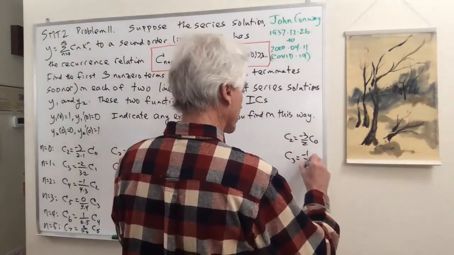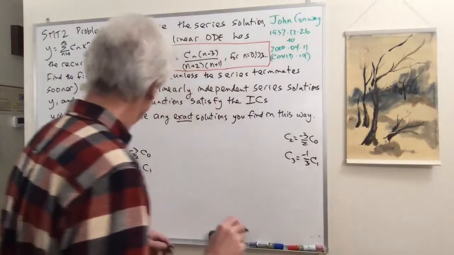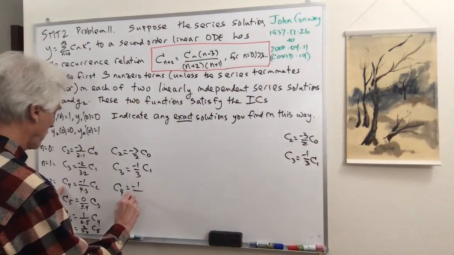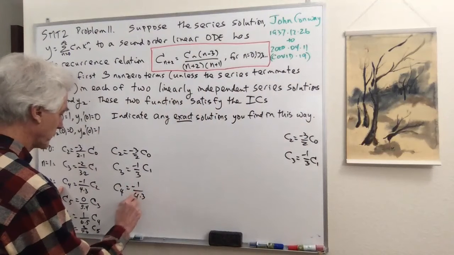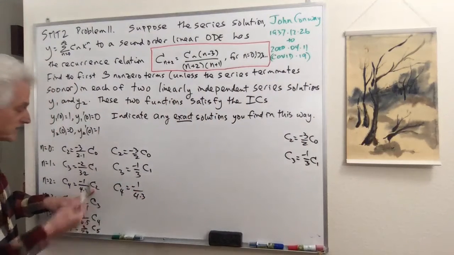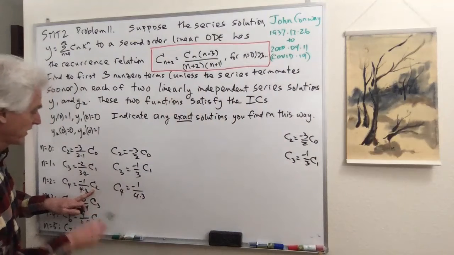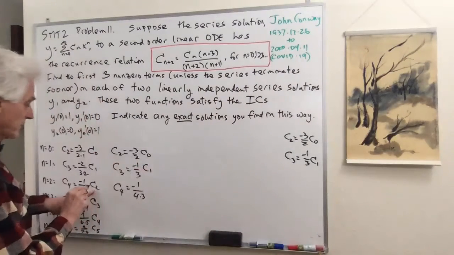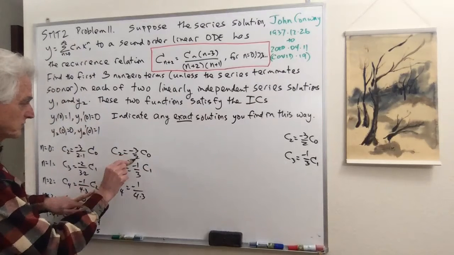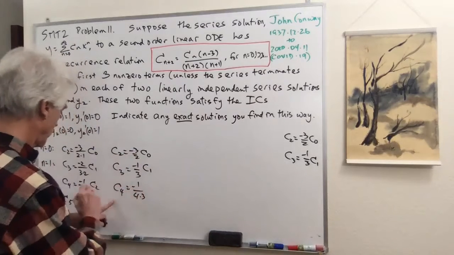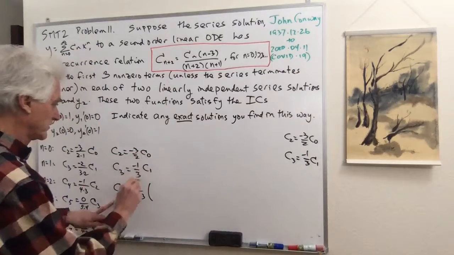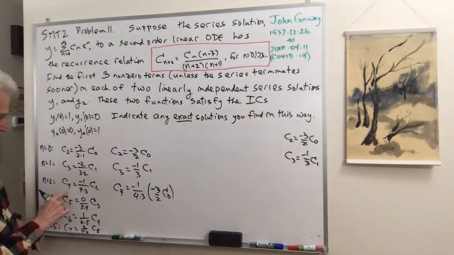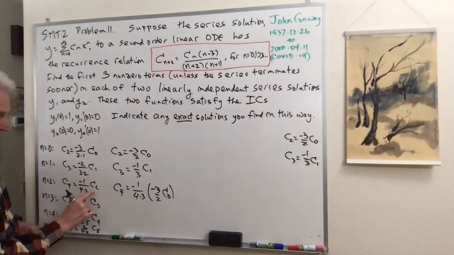C3 is minus a third C1. And then we have C4 is minus 1 over, let's write it as 4 times 3. But the important thing here, this is where it starts to kick in to be the normal thing. I don't want to write over here C2 because C2 is already known. C2 is minus 3 halves C0, right? It was minus 1 over 4 times 3 times C2.